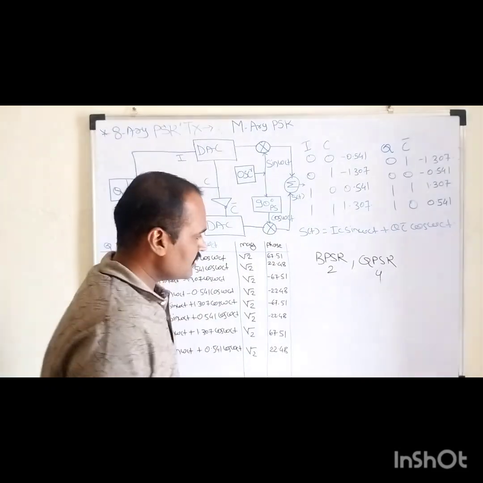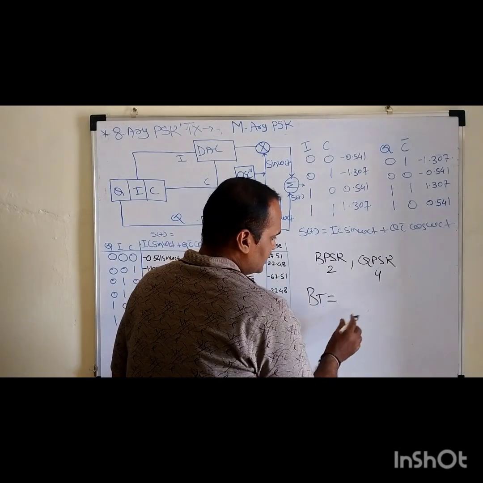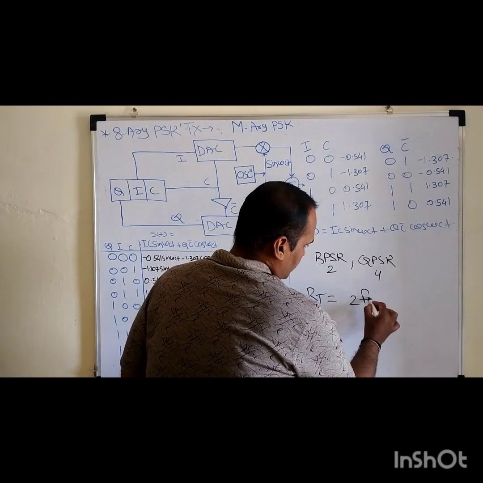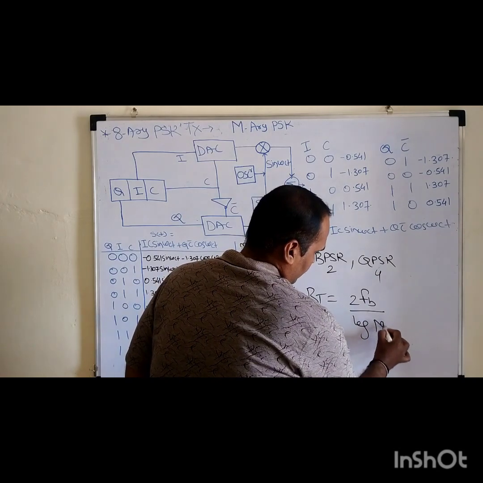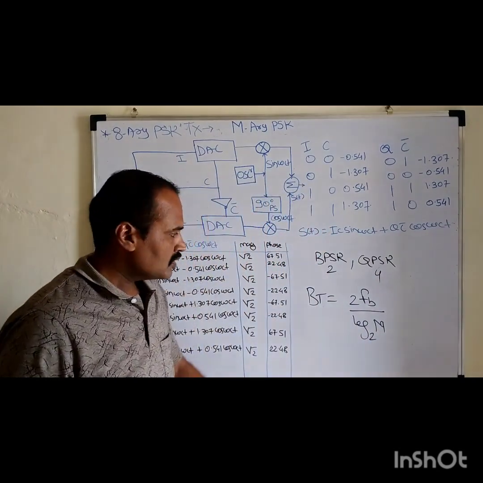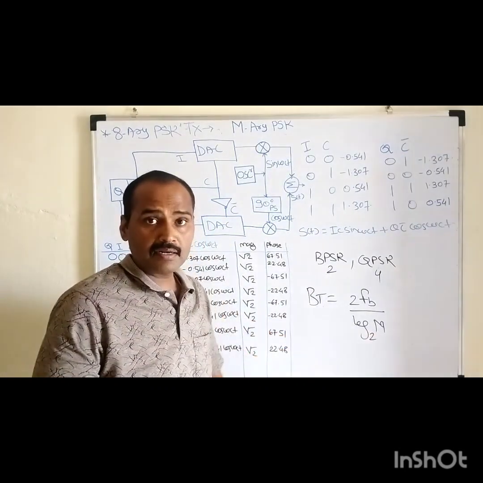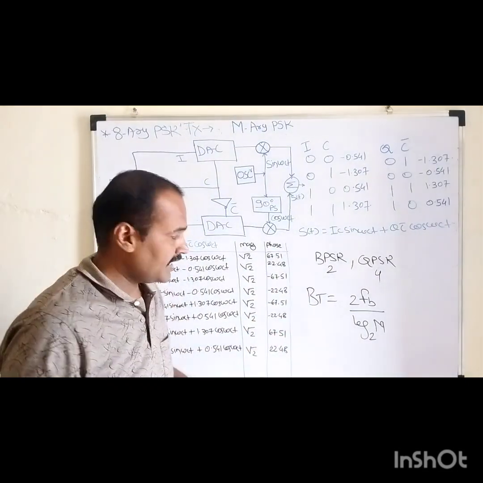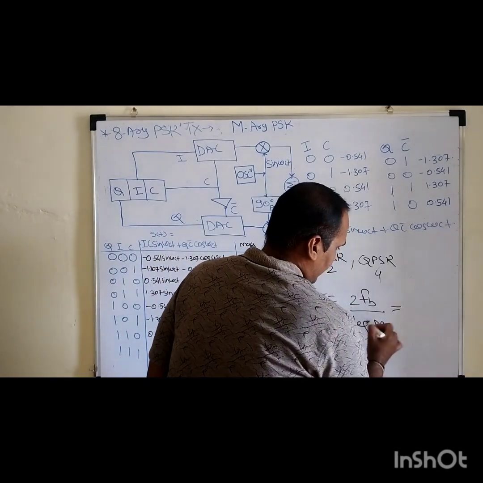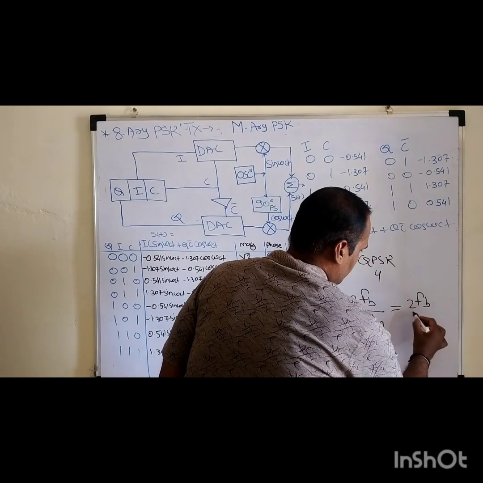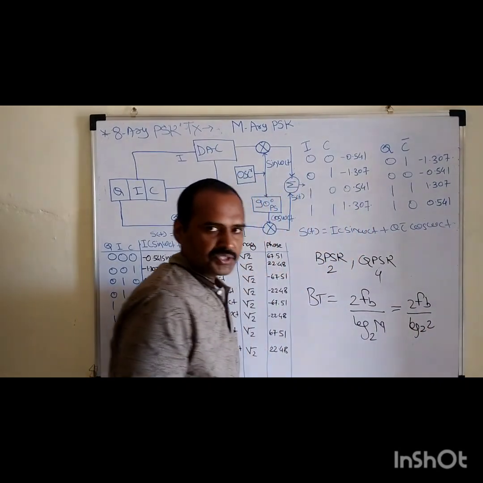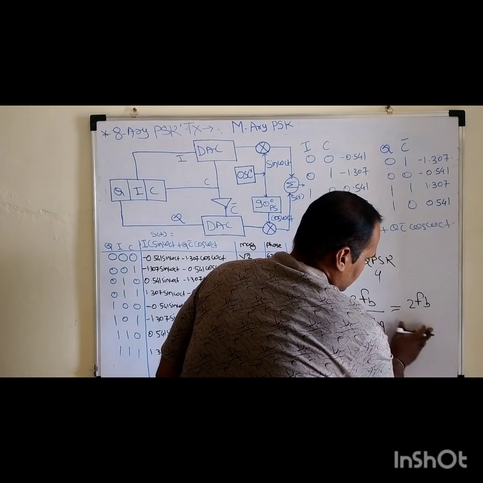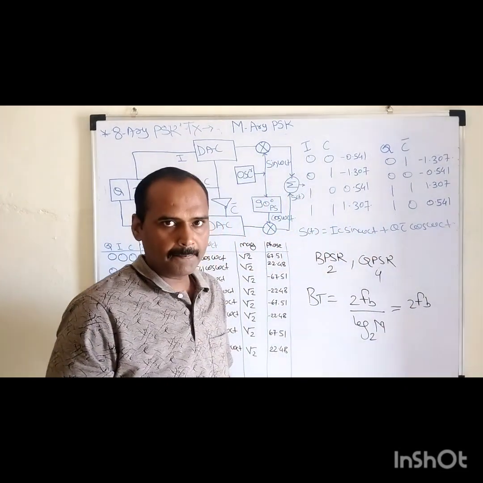Now, as we discussed in an earlier lecture, the transmission bandwidth in a digital modulation scheme equals 2 FB upon log M, where the base of the logarithm is 2 and M stands for the number of symbols adopted by that technique. In binary phase shift keying, M equals 2, so the expression becomes 2 FB upon log 2 to the base 2, and log 2 to the base 2 equals 1. So the bandwidth of BPSK equals 2 FB.